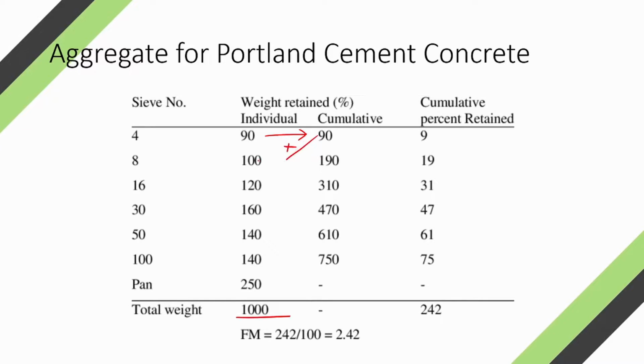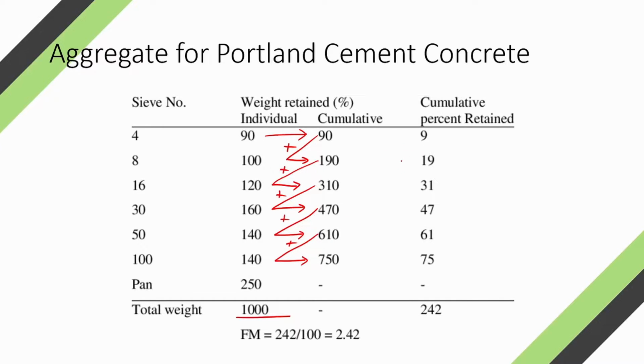Itong 90 na to plus 100, this will be equal to 190. Para sa susunod, itong 190 plus itong 120, this one will be equal to 310. And same process lang. 310 plus 160 is 470. 470 plus 140 is 610. And 610 plus 140 is equal to 750. So, ayan, yung ating cumulative weight retained.